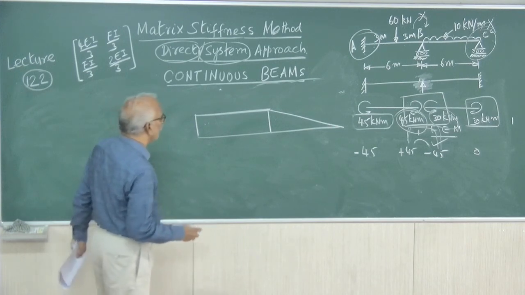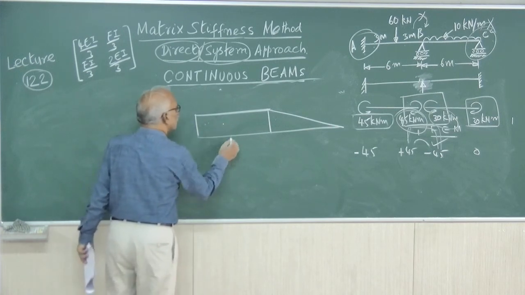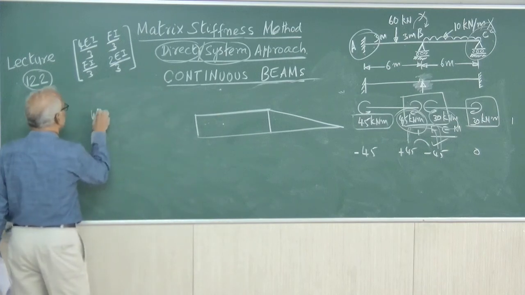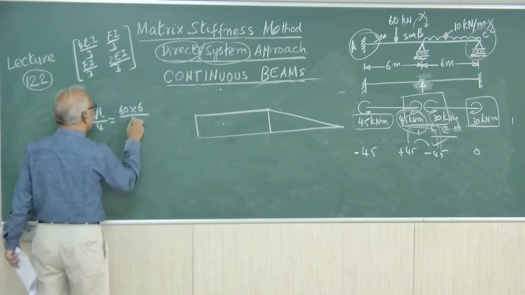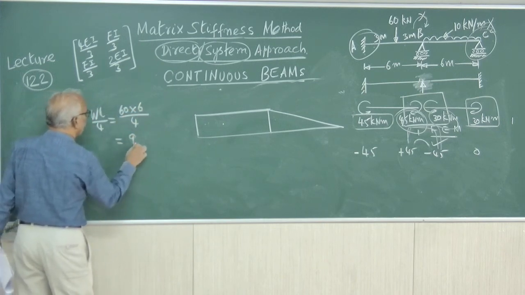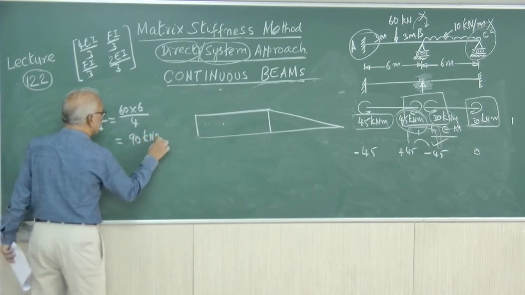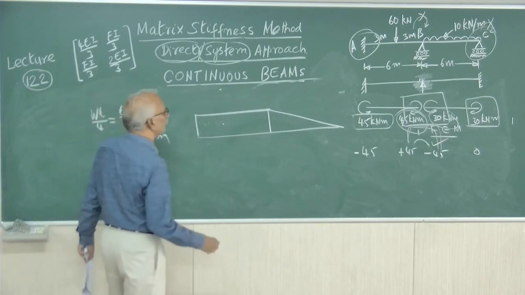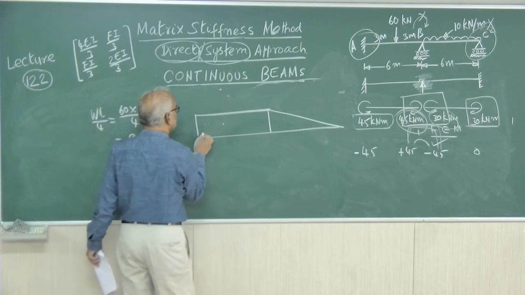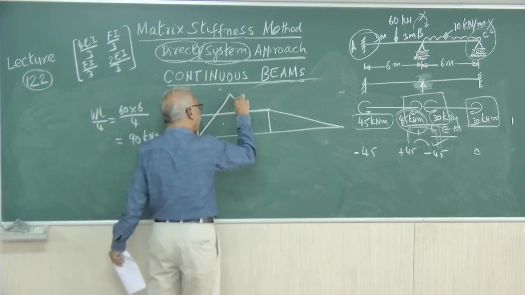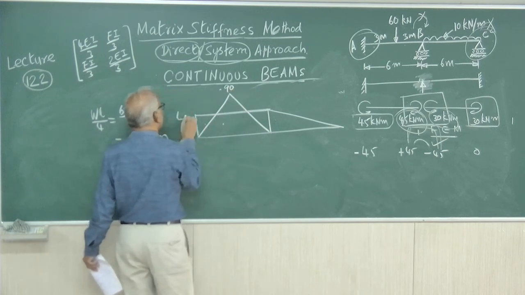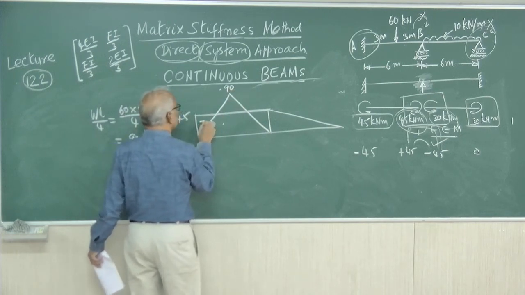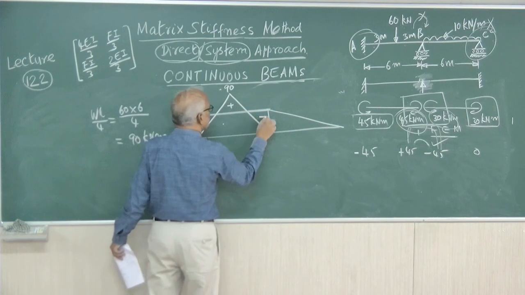And then for this span, the simply supported moment equals WL by 4, which is 60 into 6 by 4, equal to 90. Simply supported moment equals 90 for AB. So for AB it is 90. This value is 90, this value is 45. So this is minus, this is plus, and this is minus.